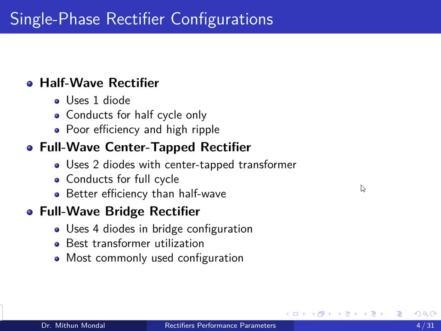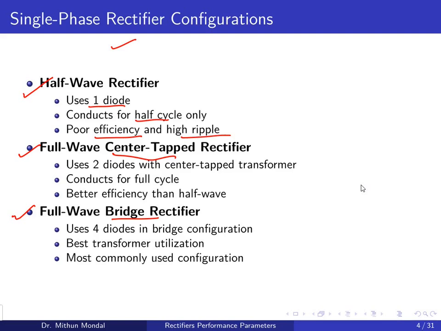The single phase rectifier configuration may be half wave or full wave, and full wave has two configurations, either in the center tap form or in the bridge rectifier. The half wave rectifier uses one diode and conducts for the half cycle only. It has poor efficiency and high ripple.